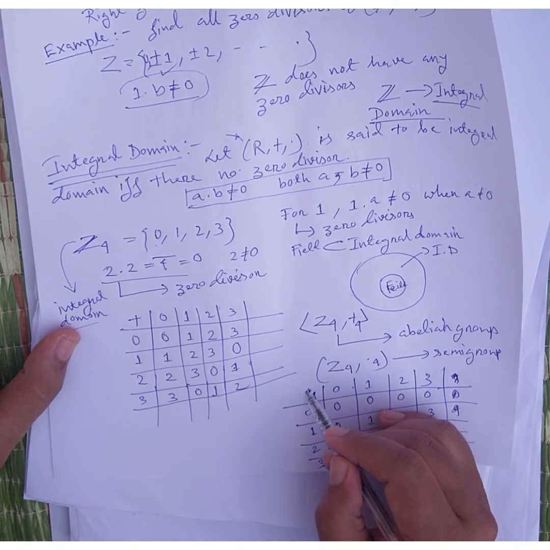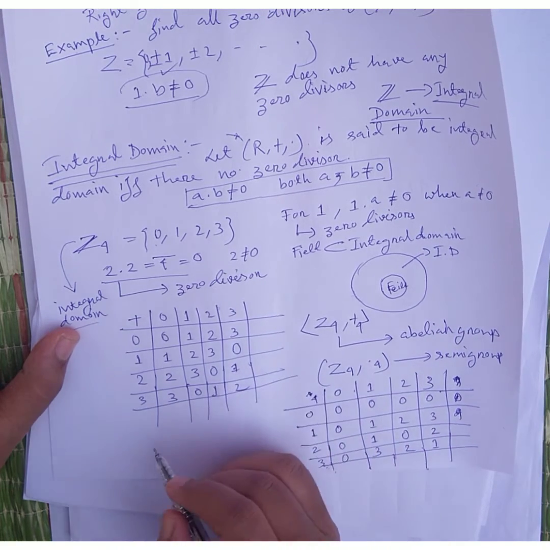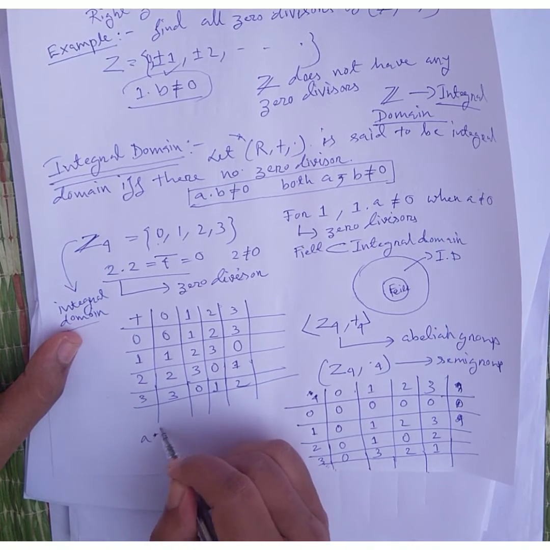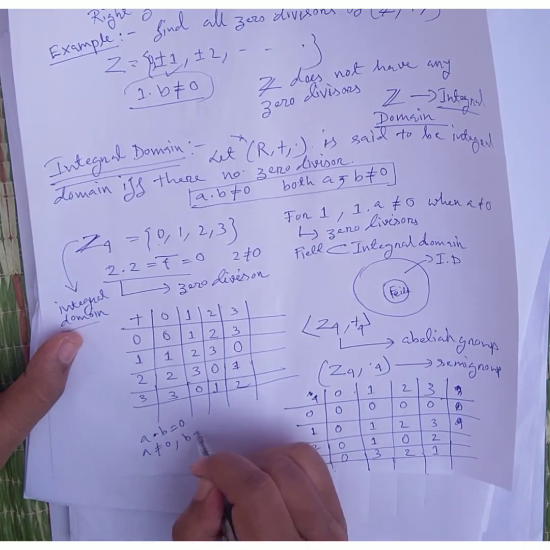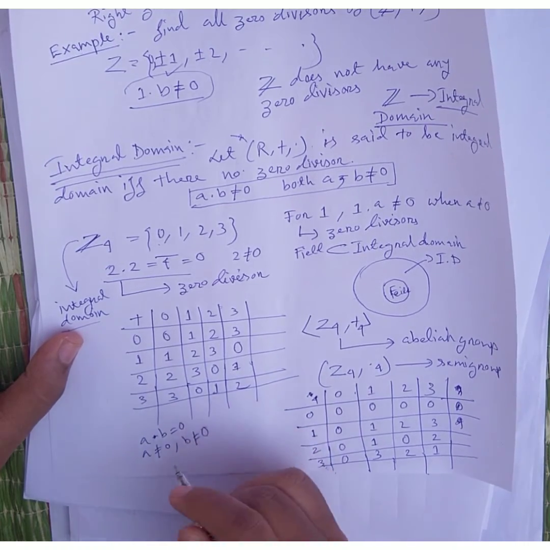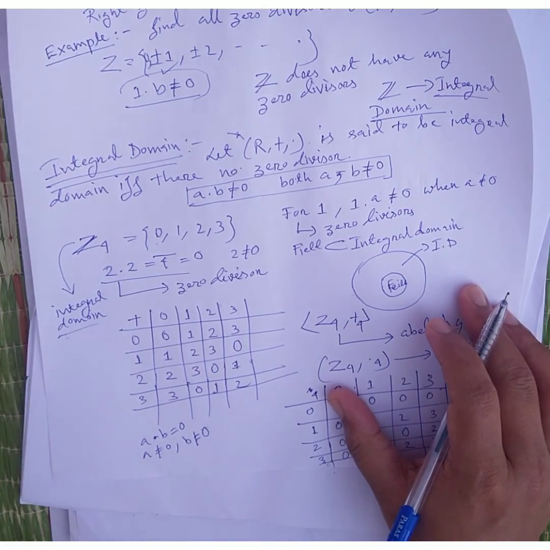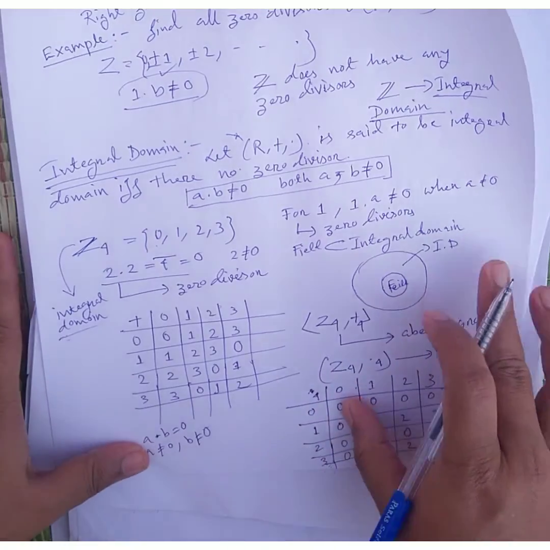So according to this, whatever I get, a dot b equals 0 while a does not equal 0 and b does not equal 0.